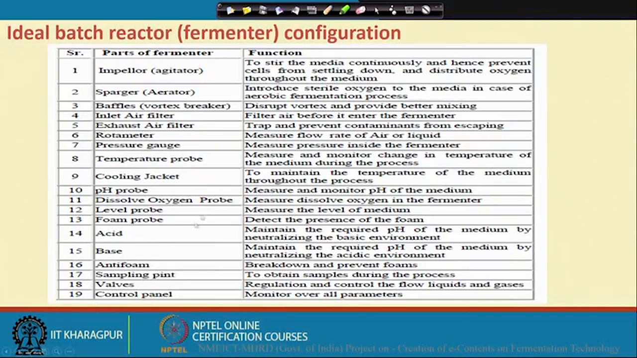So, in this presentation, I tried to give you detailed information on the reactor, what the different types of reactor are, and what the different accessories present in the reactor are. In industry, we use three different types of reactor: the batch reactor, the fed batch reactor, and the continuous reactor. Then we have seen the packed bed reactor, which may be of other types. We have the expanded bed reactor and the fluidized bed reactor.